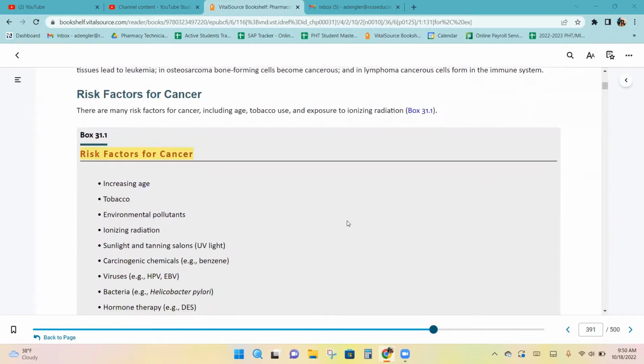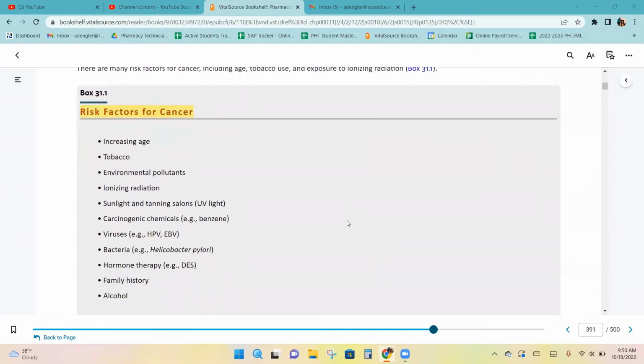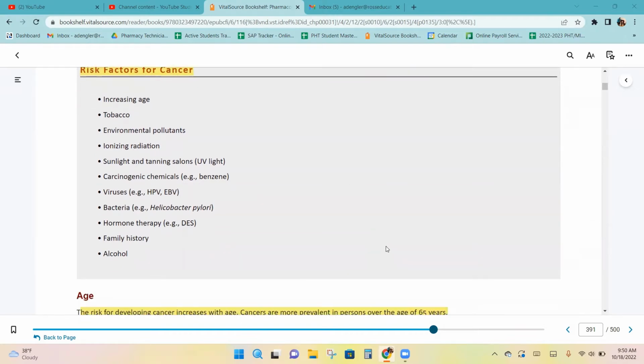Box 31.1 shows us the risk factors for cancer. Increasing age. Tobacco, a huge one, huge. Every cancer is linked to tobacco in some way. So if you're a smoker or know someone that's smoking, you are definitely putting yourself at a higher risk for cancer and many other diseases.